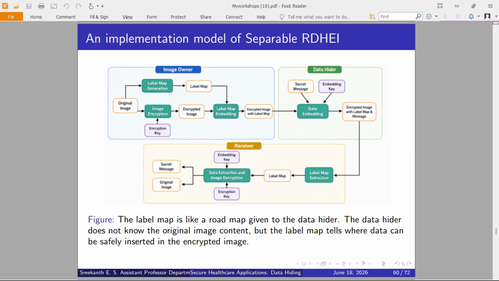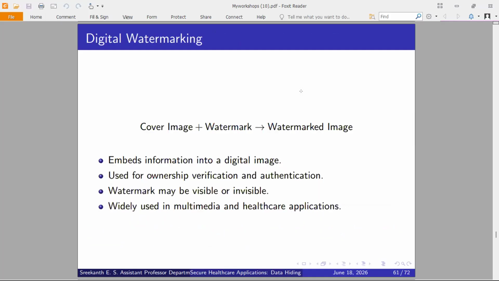So we will come to digital image watermarking, which is also a very important topic, but the purpose is slightly different. We will come to that. There are different types of watermarking.